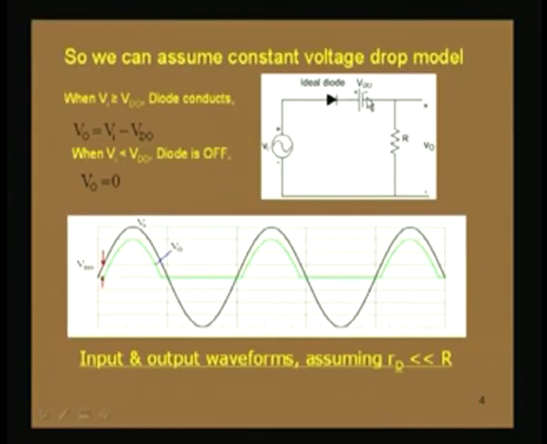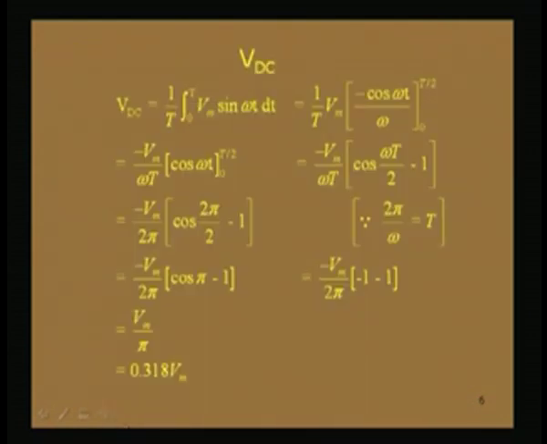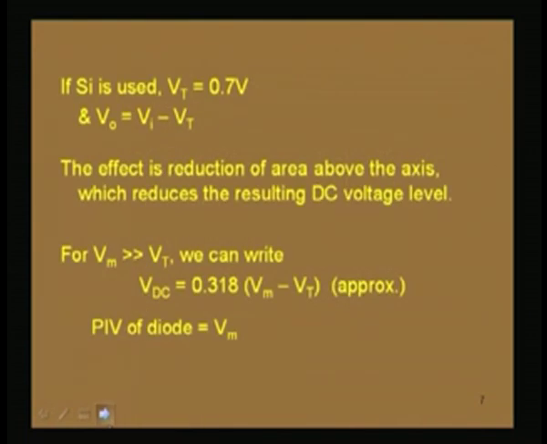So, in this case, if we consider this circuit again, when the diode is not conducting in the negative half cycle of the input waveform, what will be the voltage across it? That is the peak inverse voltage, and you can see it is nothing but the peak voltage of the input wave, that is Vm. So, Vm is the PIV of this half wave rectifier circuit.